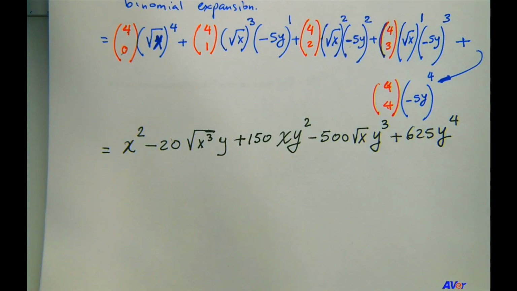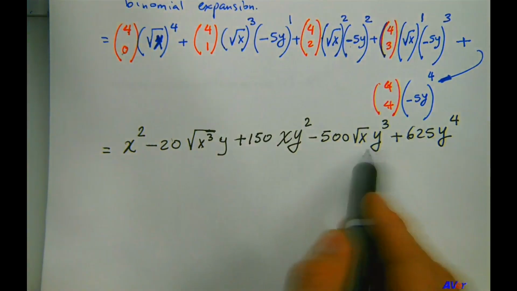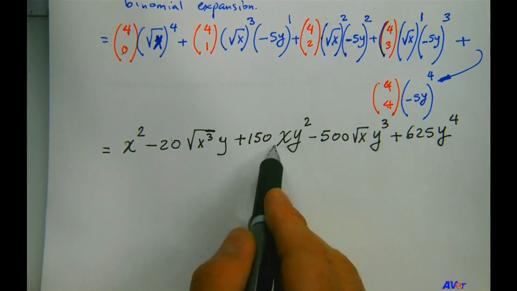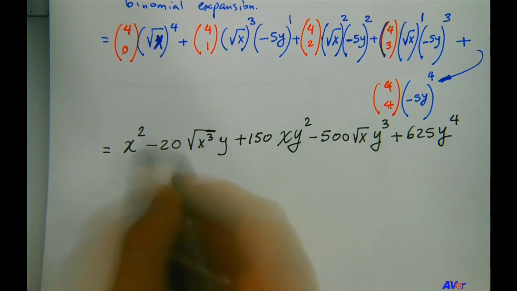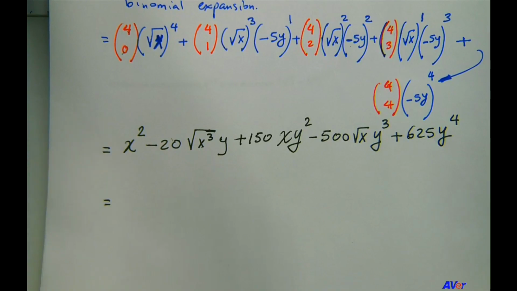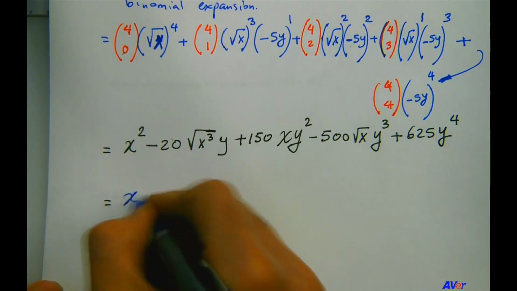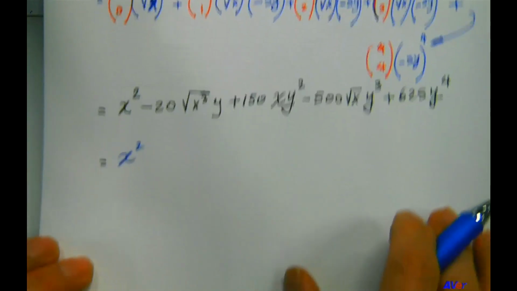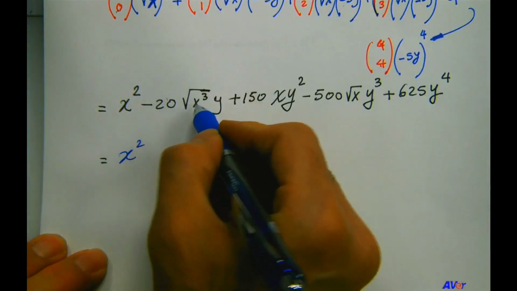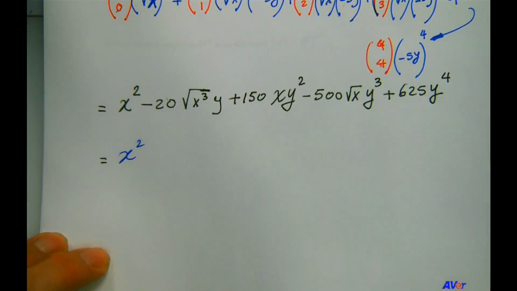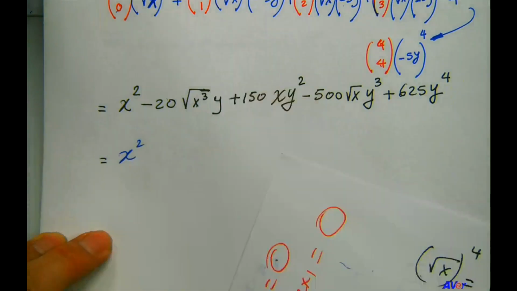Can we simplify this a little more? Not this, not this, not this, but this we can. So let's simplify it. So we have x squared. This square root of x cubed, we're going to simplify it. Let's see how.